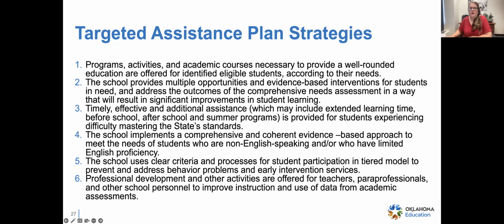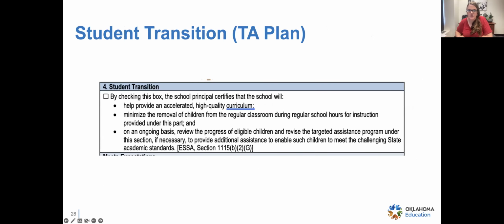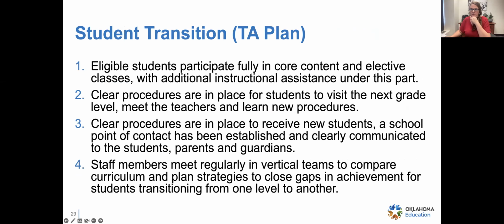Okay, we are going to hop to this next section, which is just student transition. So remember, again, the checkbox is important. This student transition piece is only in targeted assistance. Because targeted assistance is focused on a specific group and those students are receiving a lot of additional assistance, usually there has to be a transition plan.